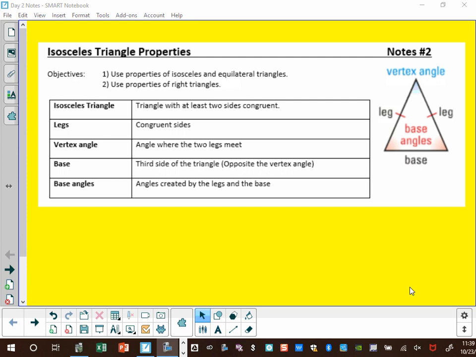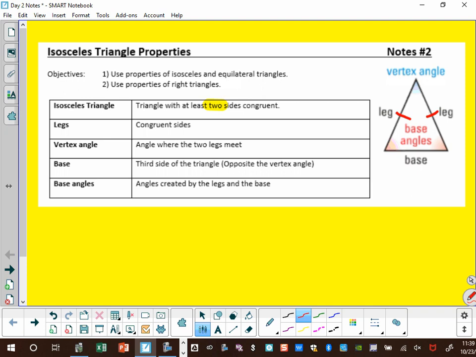So for isosceles triangles, there are some properties that we have to know that apply to all isosceles triangles. Okay, so if it's isosceles, that means that my sides are what? I have how many congruent sides? 3? With isosceles, 2. A triangle with at least 2 sides that are congruent. So if you look over here, that side and that side are considered my legs. Those are the congruent ones. Alright, your legs are the congruent sides.